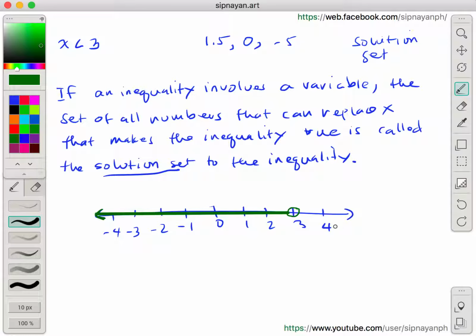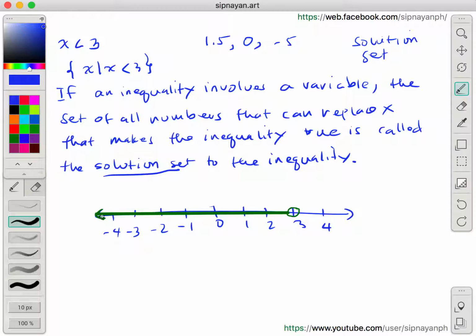Now, meron pa tayong isang notation na ginagamit maliban dito. Tatlo yan sila: set notation, itong graph, at interval notation. Pag ginawa natin itong set notation, magkakaroon tayo ng curly brackets: x such that x is less than 3. Pangalawa, ito yung graph niya. And pangatlo is yung tinatawag natin na interval notation.